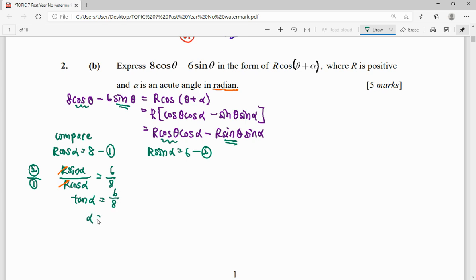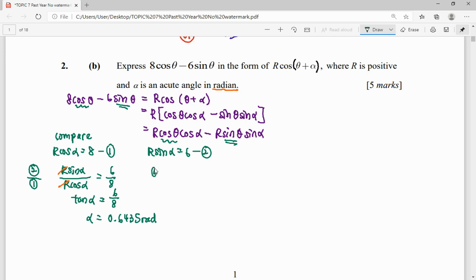And move our tangent to the right hand side. So please set your calculator mode into the radian before we calculate this arctangent 6/8. So shift your tangent and then 6/8. It will give you a radian answer. So our radian answer here will be equals to 0.6435. So in radian as the question asks us. Then we continue for solving our r.